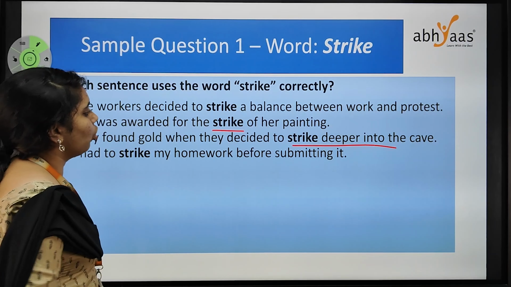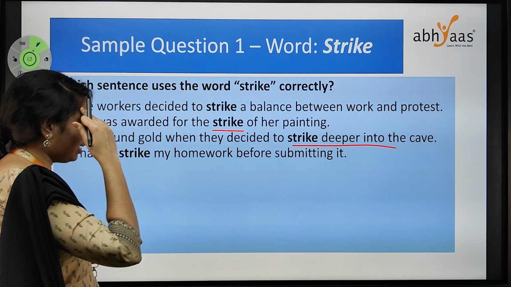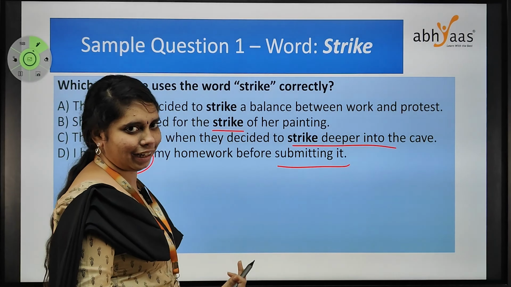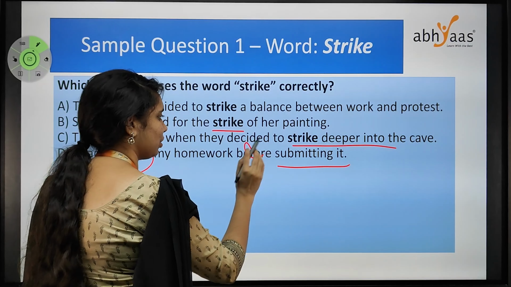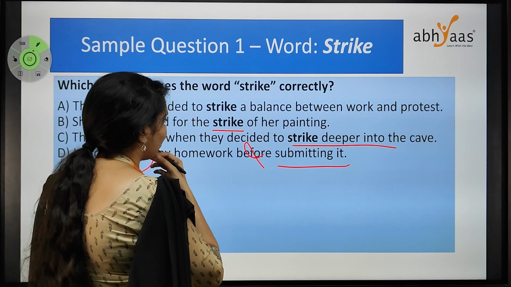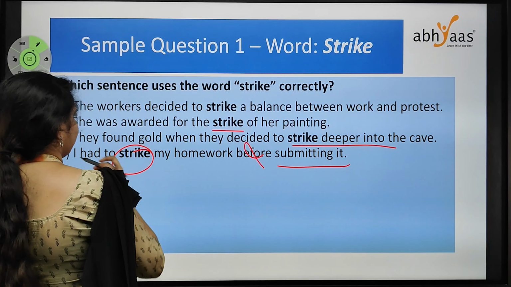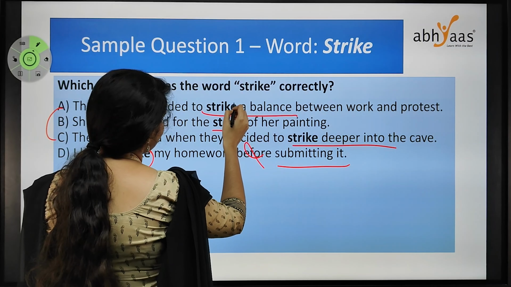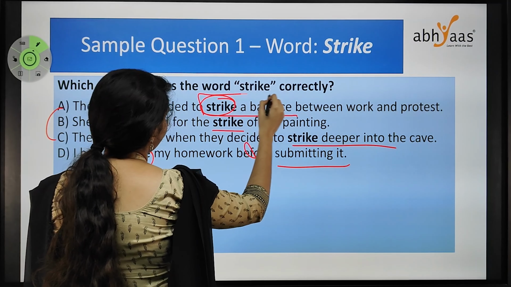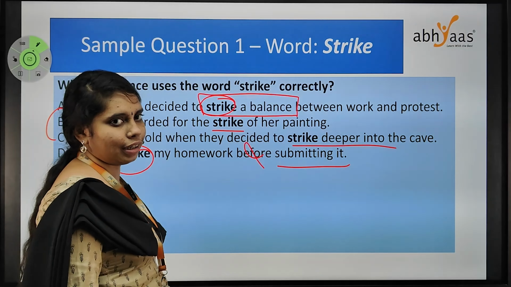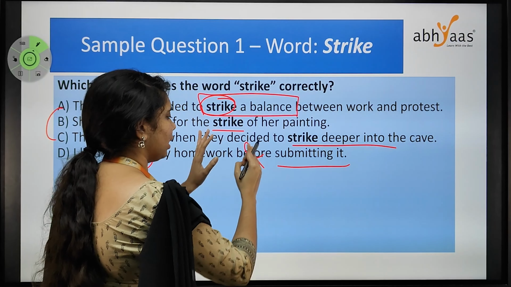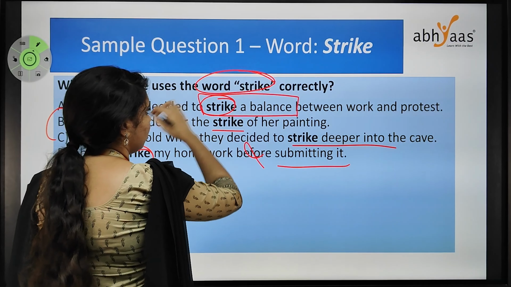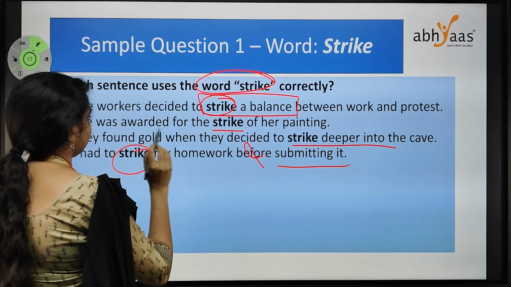I had to strike my homework before submitting it. Just think logically. If you're going to submit something, why would you strike it? So this would not come contextually. This is wrong, right? And you might think, ma'am, we have A and C, which is correct. But please understand that in strike a balance, strike is not used as an individual word. It's a part of an idiomatic expression. So here we are being asked only about the word. So the answer would be C.